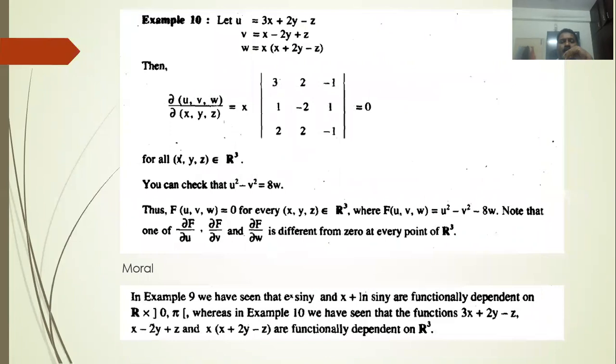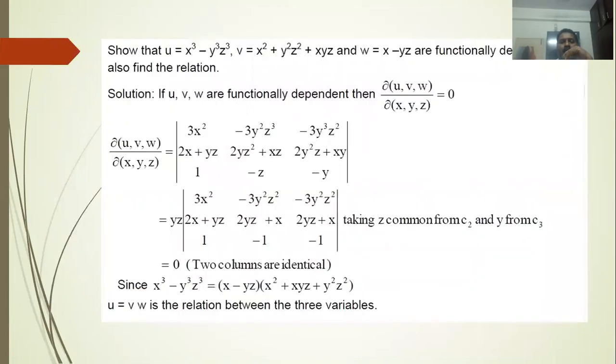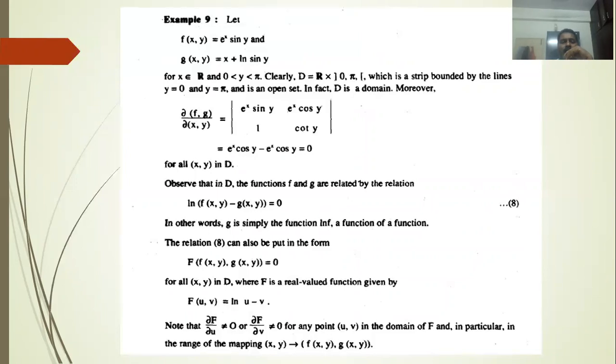And we'll see that the Jacobian of f and g is equal to 0, even though dou f by dou u is not equal to 0 and dou f by dou v is not equal to 0.